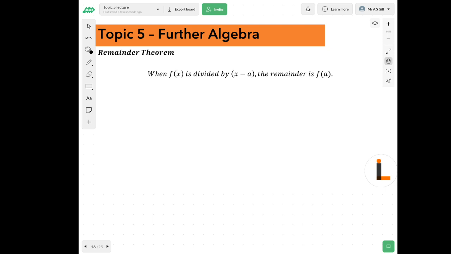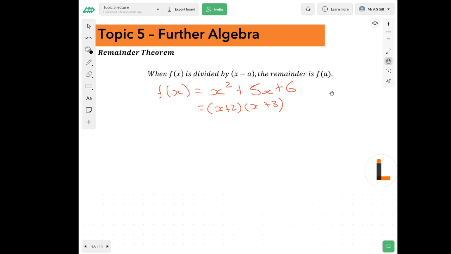So again, let's try and make this concrete. Last time we used this example, f of x is equal to x squared plus 5x plus 6. And we said if we factorize this, we'll get x plus 2 and x plus 3. Or in other words, if we were to divide x squared plus 5x plus 6 by x plus 2, we'd end up with x plus 3.